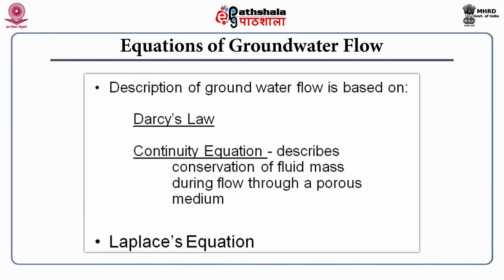Now, for deriving the groundwater flow equation, we are going to use Darcy's equation, that is Q equal to KAi, and the second is the continuity equation. Continuity equation is nothing but the mass balance equation. So, by integrating Darcy's law with the mass balance equation, we obtain the groundwater flow equation, and the specific form of the groundwater flow equation is known as the Laplace equation.